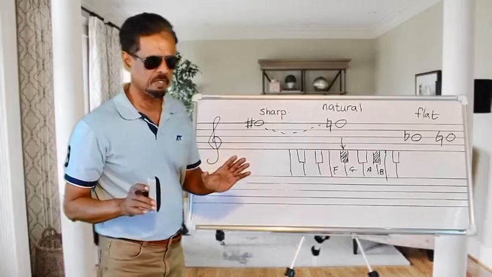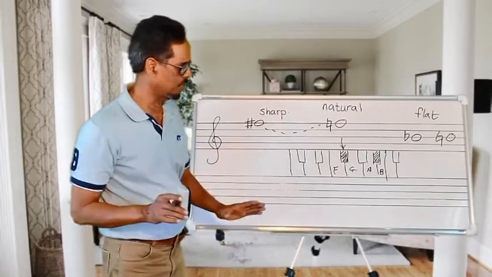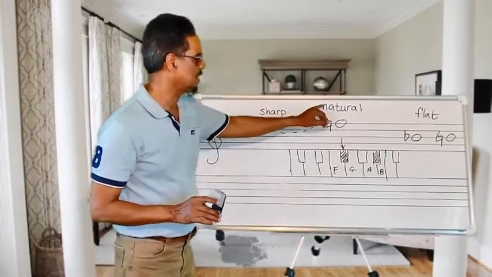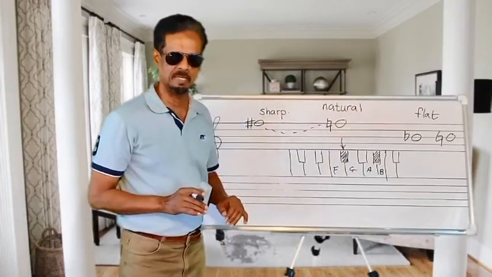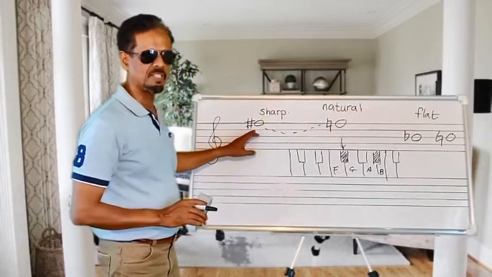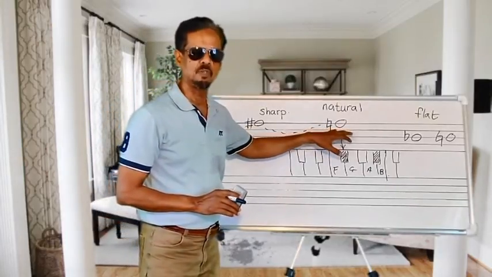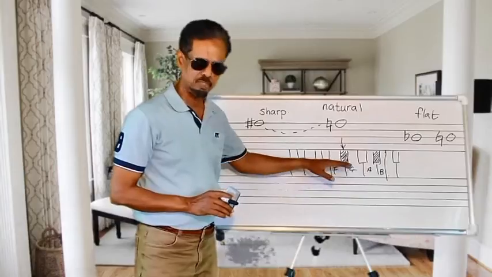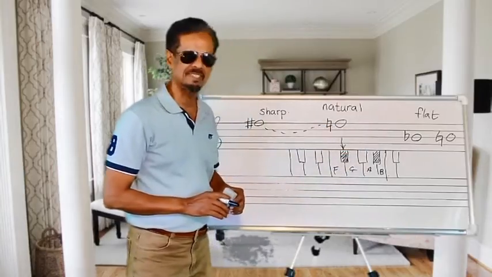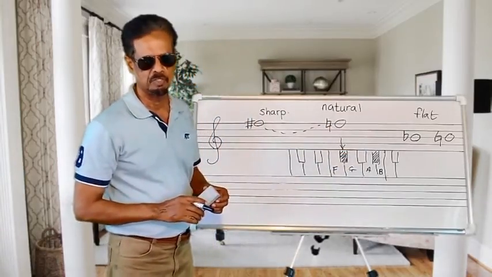This is all for today. You have learned about tones and semitones. These sharp, natural and flat, they are called accidentals. Sharp raises a note by a semitone. Natural, it brings the note to the normal pitch, and flat, it brings down the note by a semitone.